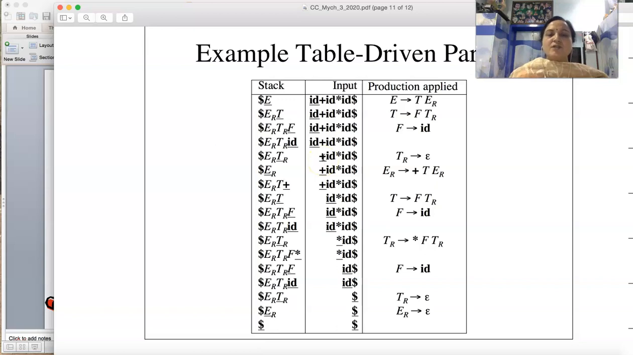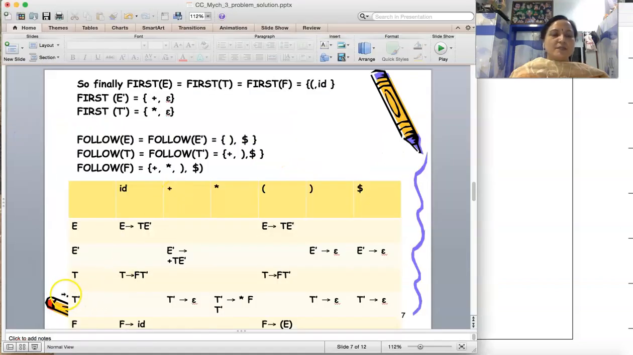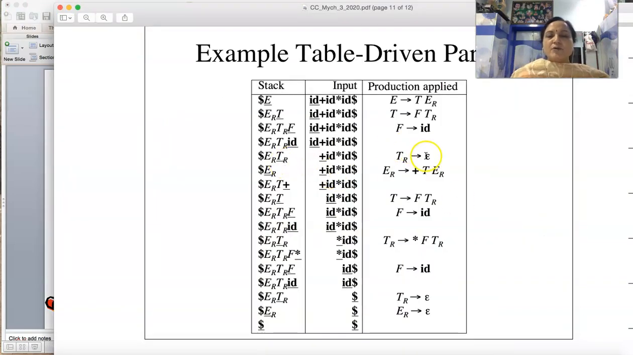Now plus is also a terminal symbol and T dash is a non-terminal. So T dash and plus cannot be matched. So search the table with T dash comma plus. What is written here? T dash tends to epsilon. So here you can see that as per the guidelines given by the parsing table, we are selecting the production. So for T dash I am going to put epsilon. So I am getting now on the top of the stack E dash. The remaining output is as it is.